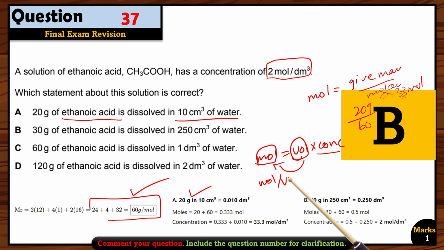So moles divided by volume, you will be finding the concentration, and you can do this for all these questions, and you will find that option B is the right option, because the concentration will be the same, 2 mole dm cube, only for the option B.